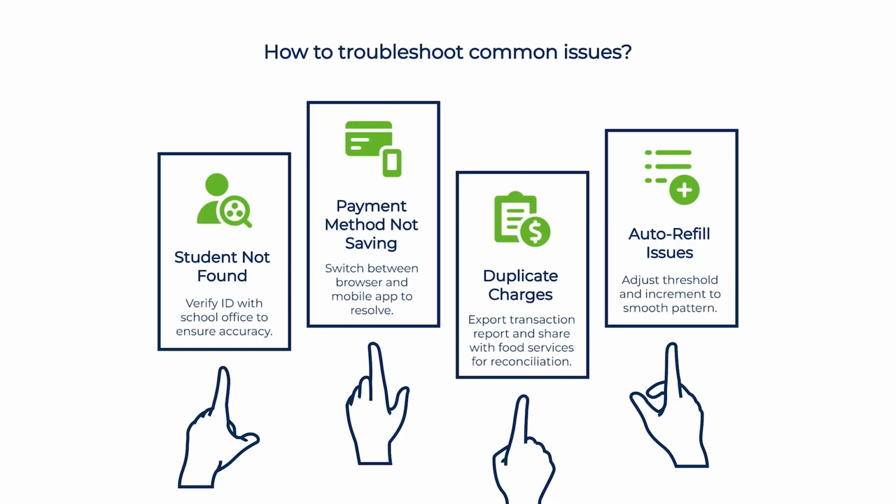If you see duplicate charges, export the transaction report and share it with food services. Most platforms let staff reconcile quickly. And if auto refill triggers more than you want, raise the threshold slightly and drop the refill increment, which smooths the pattern without increasing spend.